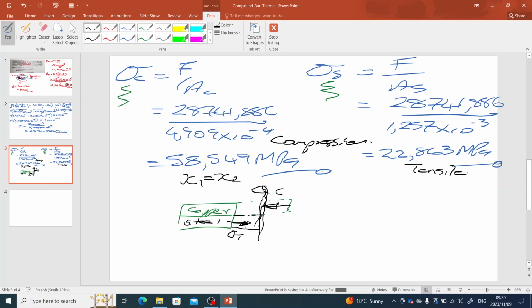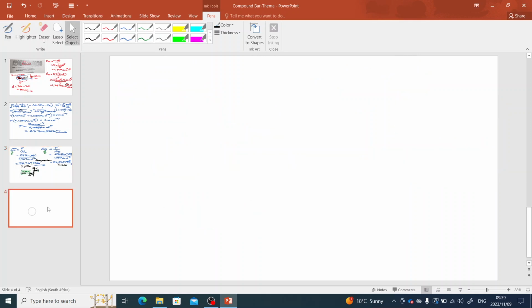We've then determined the magnitude and the direction: compressive, the magnitude and direction, and tensile. Please bear in mind what we got as our stresses and their direction. Then let's go to the resultant stresses.